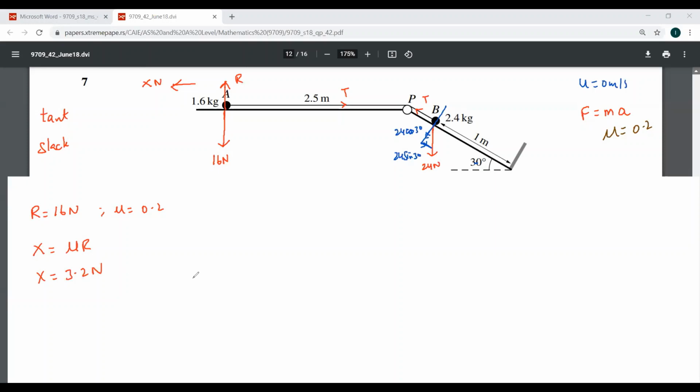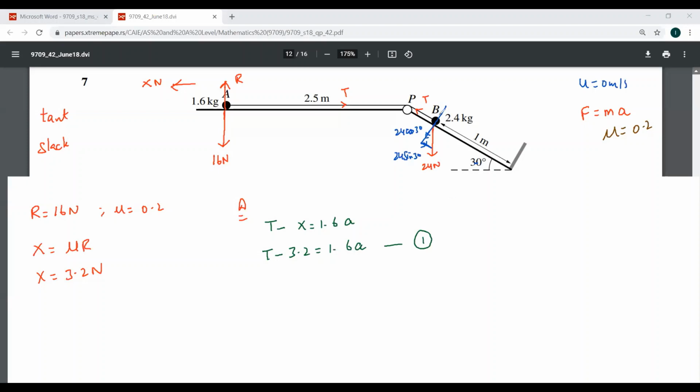Now let's find the new acceleration. From A, you have the equation T minus X equals 1.6 A. We have to recalculate the tension. The situation has changed. You cannot use the tension found in the first part. So this is T minus 3.2 equals 1.6 A. That is your first equation.